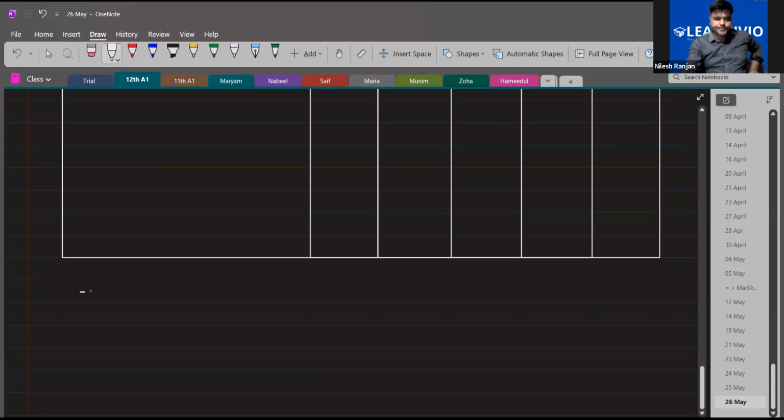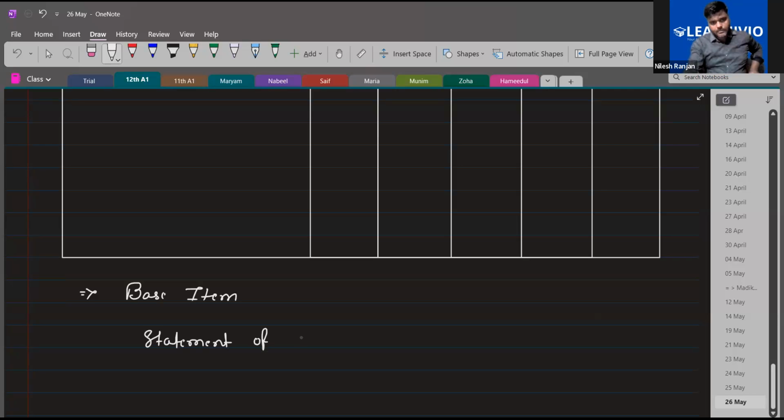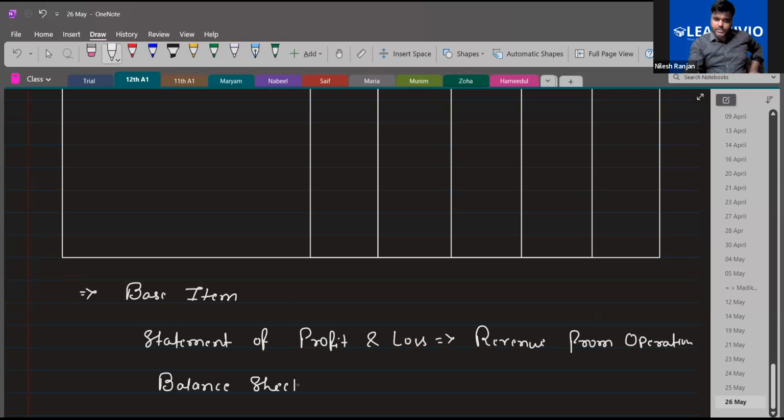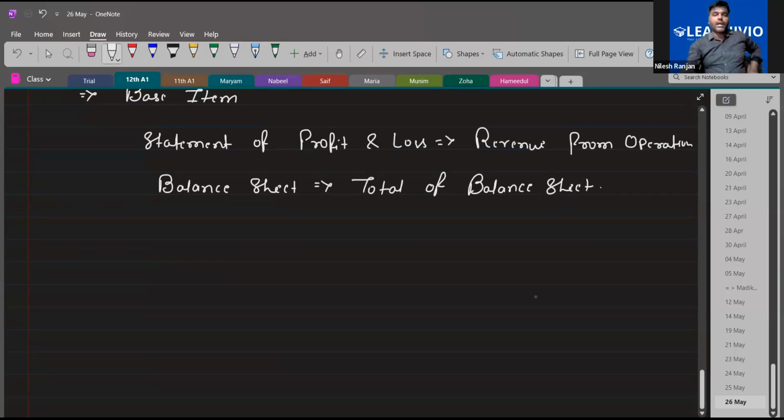Now, base item. The base item in the statement of profit and loss is revenue from operation, and in balance sheet it is total of balance sheet. Now, how to calculate common size percentage?